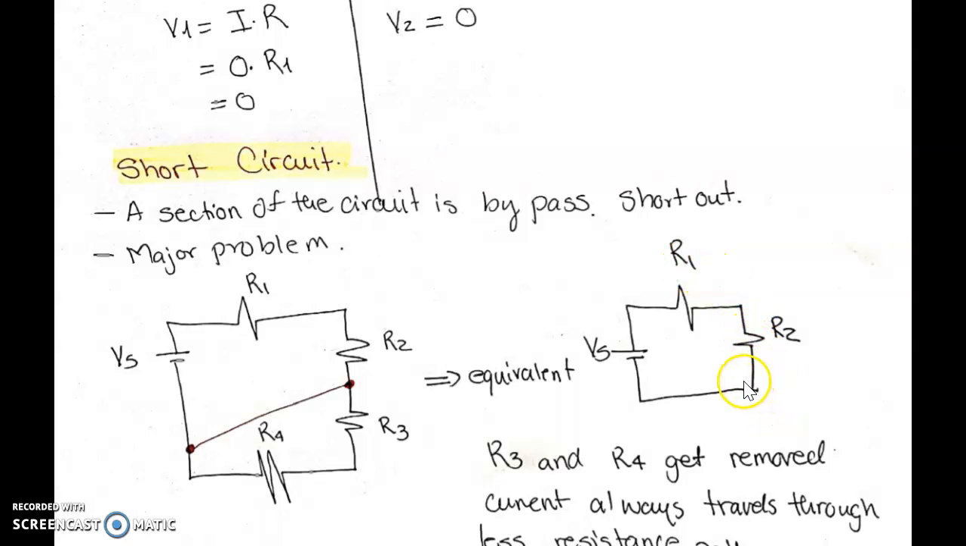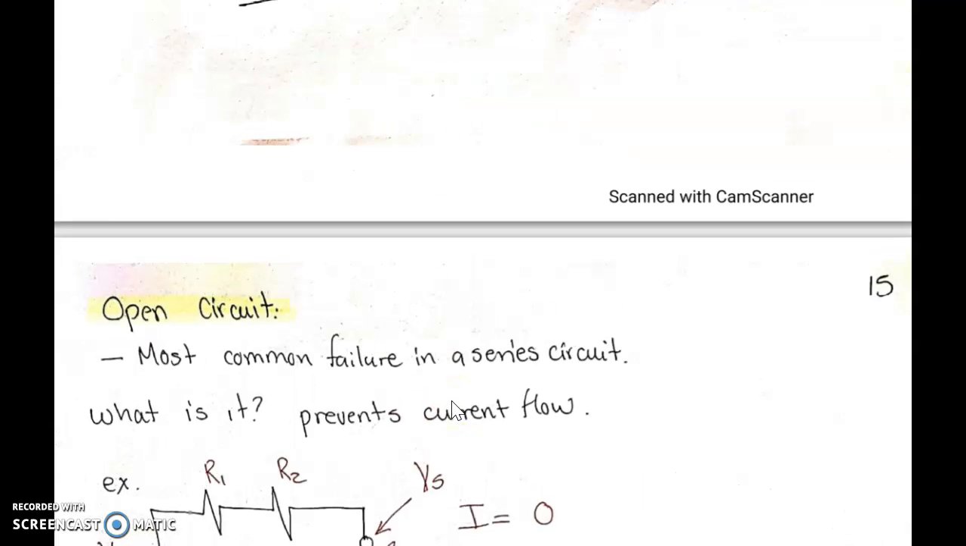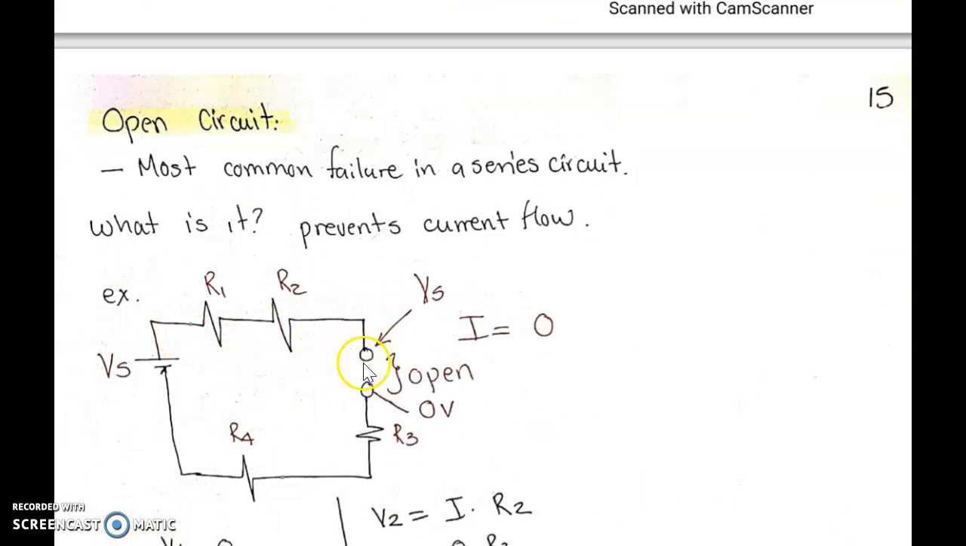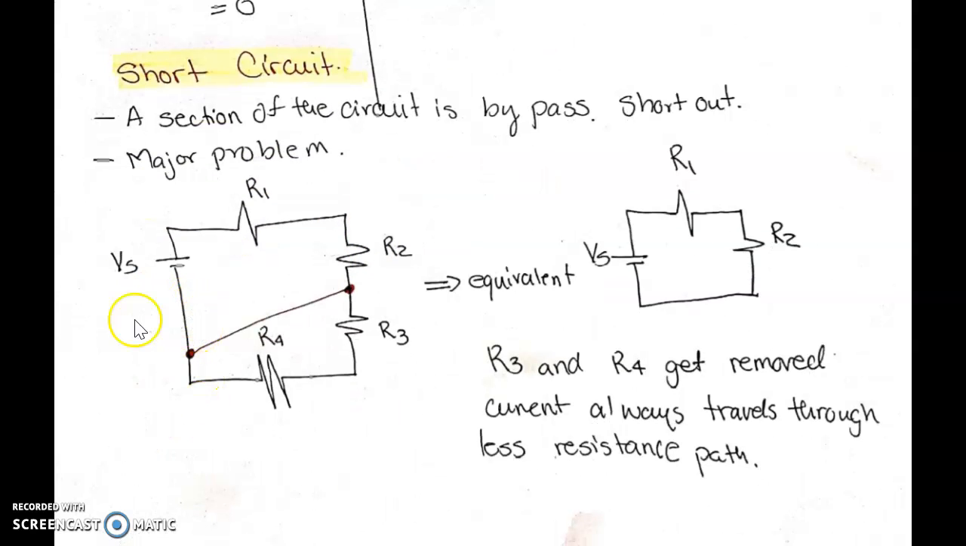This is going to change the whole makeup of the circuit, because for R3 and R4, the voltage is going to be 0 and the current is going to be 0. It's like they don't exist here. So the whole circuit is going to be changed. The current is going to be modified. The voltage across each resistor is going to be modified. So we have to be careful with that. Short circuit means resistors are removed. Open circuit means resistors are removed, but there is no current. While in short circuit, there's still a current. It's just not what we are expecting.